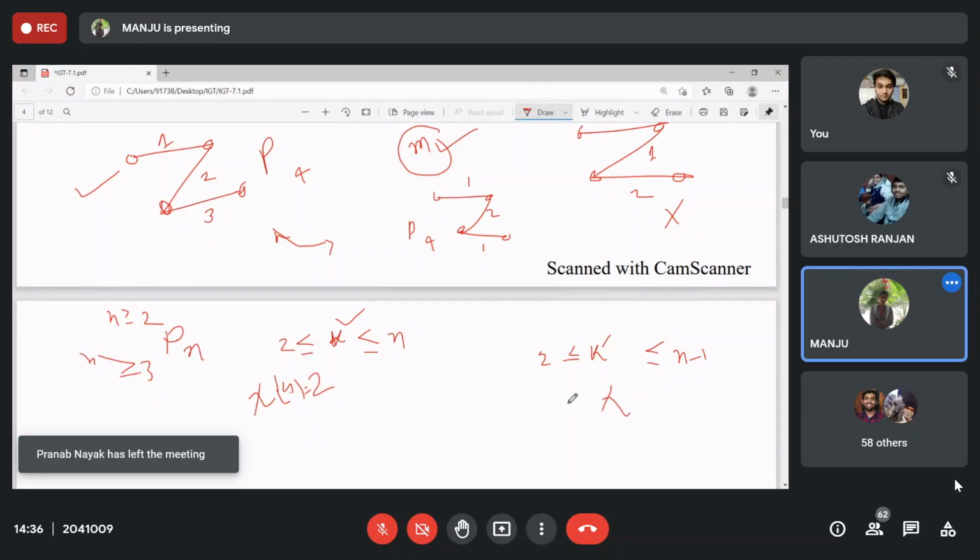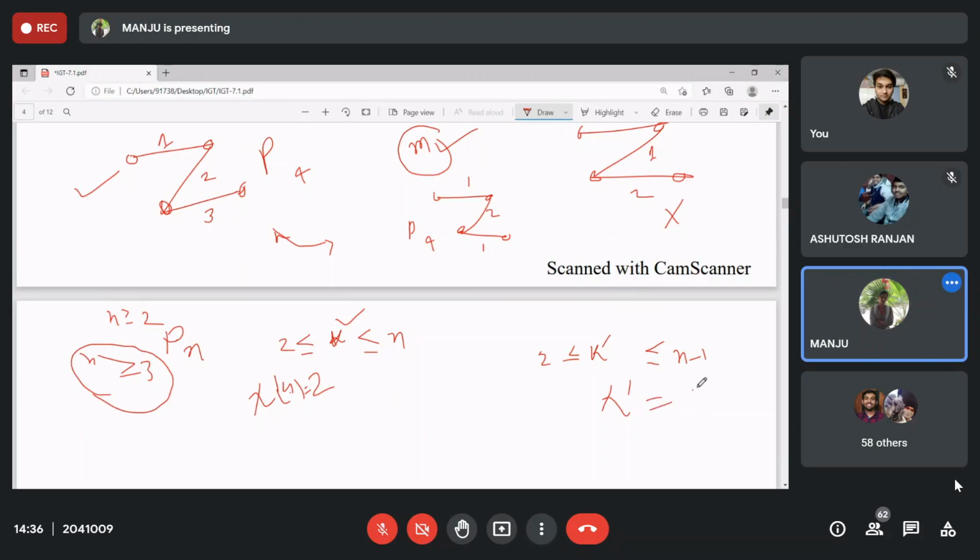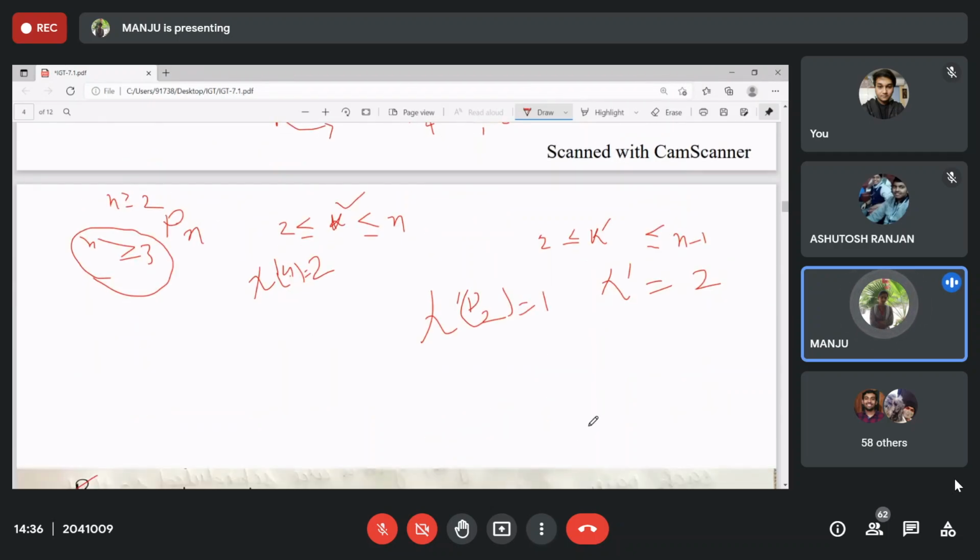Again 2. But it starts with 3, right? N is at least 3. For P3 it is 2. For P4 it is 2, and so on. But for P2 it is 1, isn't it? Like here we did, for P1 it is 1. Clear? For P2 or K2 it will be 1, as we have just one single edge. Clear? We have one edge. How many colors do we use? Just one.